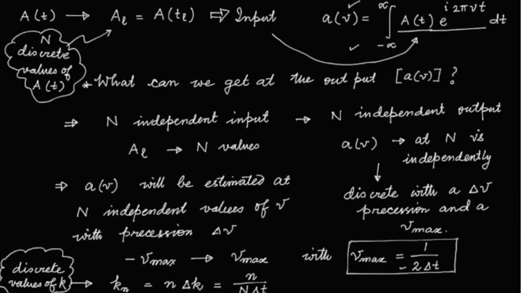Now what is the range of n? n has to belong to minus N by 2 to plus N by 2. Because when n equals minus N by 2, you will get nu max. You can put it over here. If I put n equals minus N by 2, capital N cancels out, and I get minus 1 by 2 delta t, which is minus nu max.